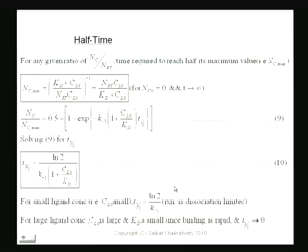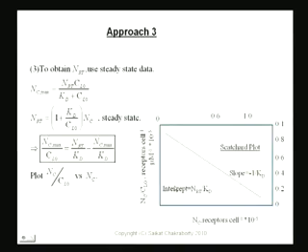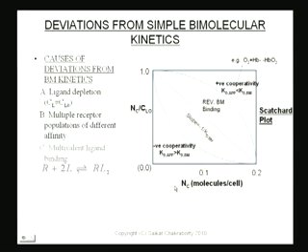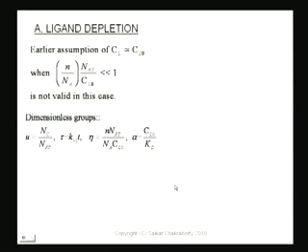But before that, I want you to make this dimensionless, and this is something that we'll need later. So now I want to make this dimensionless using these dimensionless groups, which is u equals Nc over nRT, tau equals k minus 1 times t.